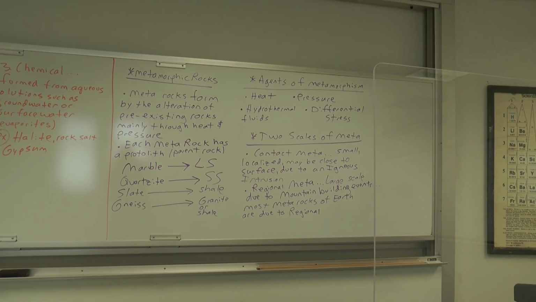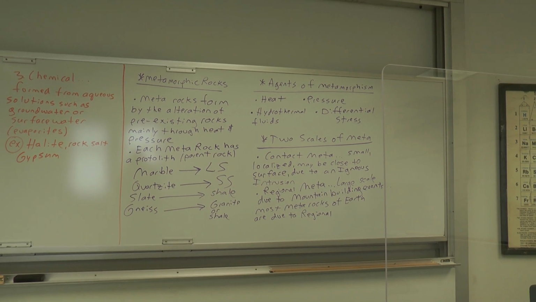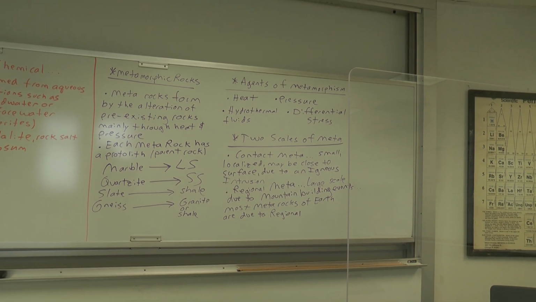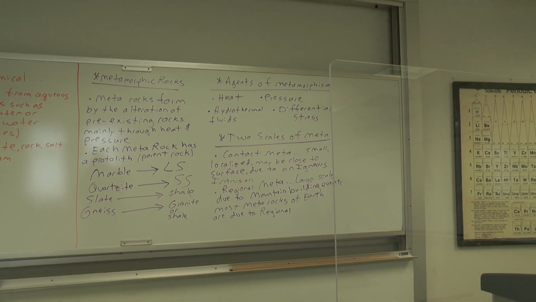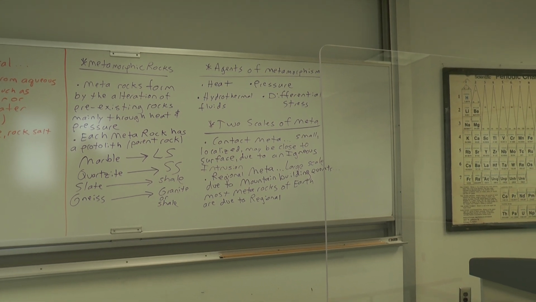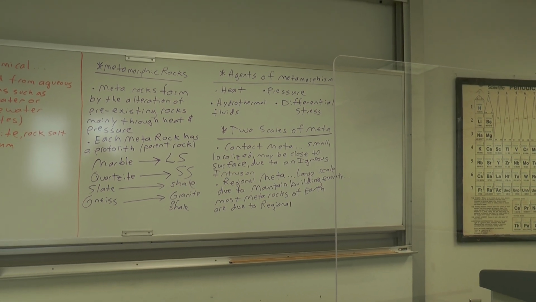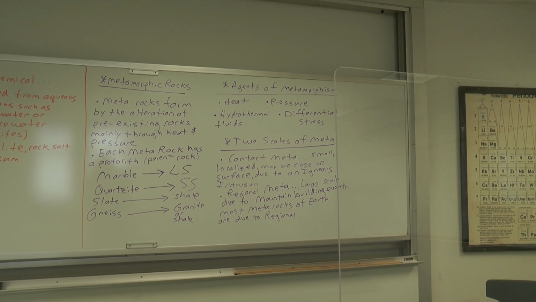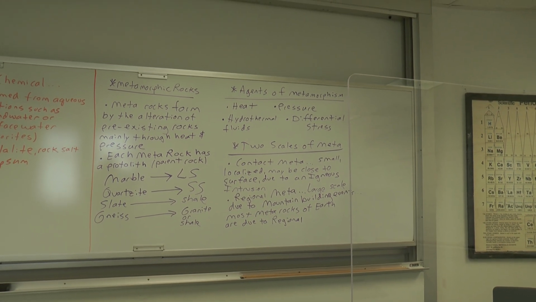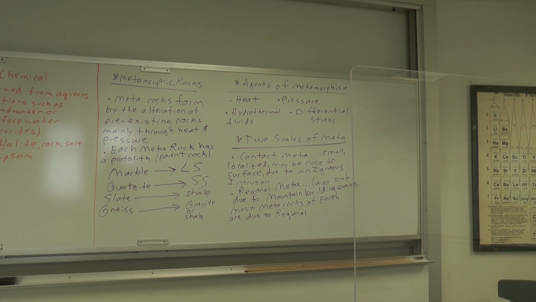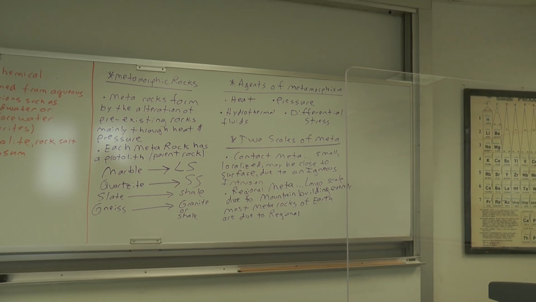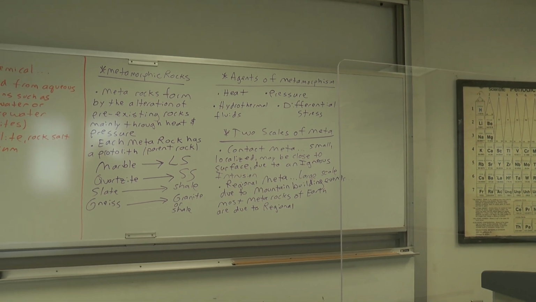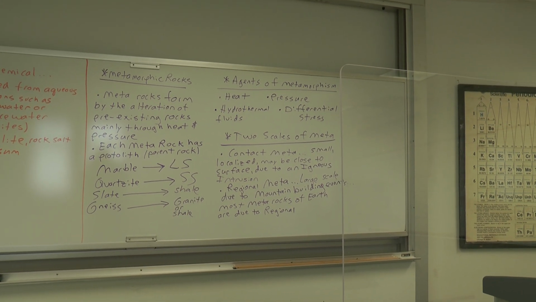The agents of metamorphism, meaning the things that are acting on that rock, changing it. Heat, and you have increasing heat with depth. Pressure, you have increasing pressure with depth. Heat and pressure are enough to do it. Hydrothermal fluids just refers to heated groundwater, may or may not be present. And if you have volcanic activity nearby, you are very likely going to have hydrothermal fluids. And then differential stress, which just means pushing or pulling unequally in different directions.